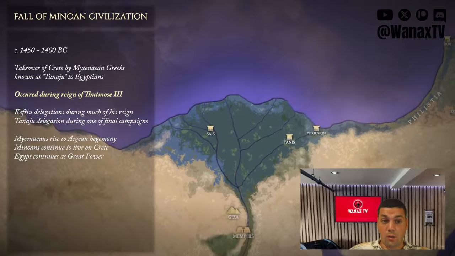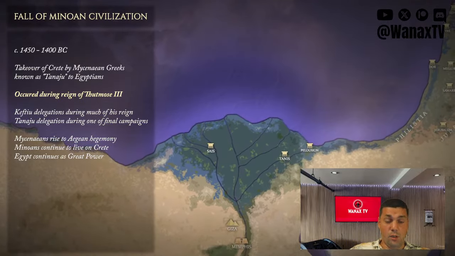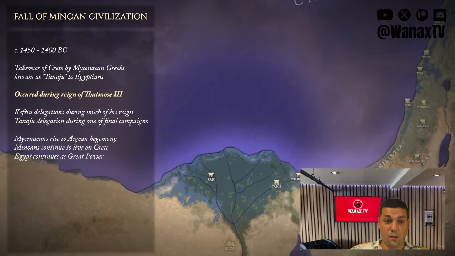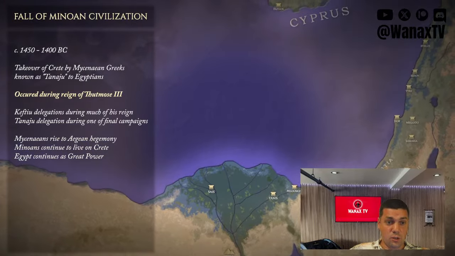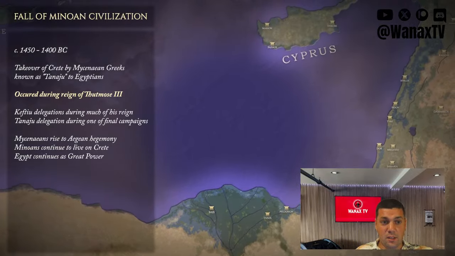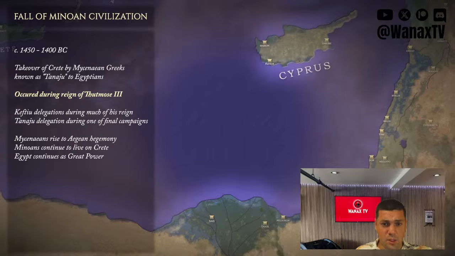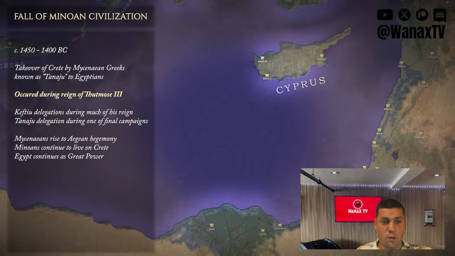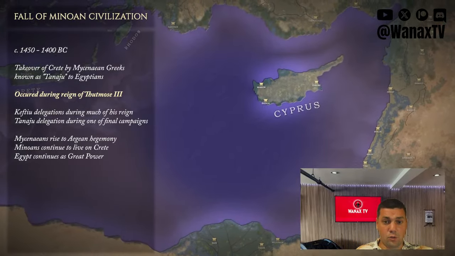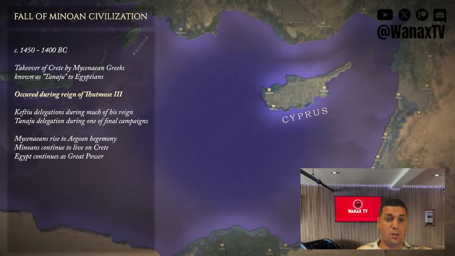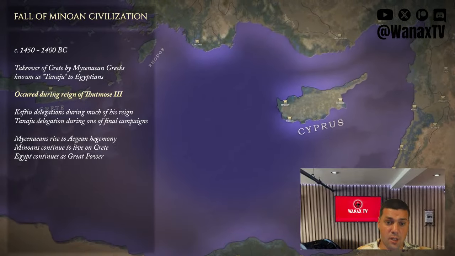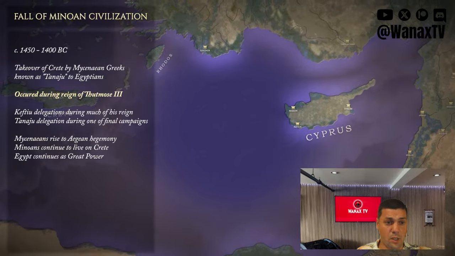How do we know that? Not only because he reigned during that time, but we also have very interesting developments. Keftiu delegations during much of his reign. You remember those delegations depicted on the frescoes during Hatshepsut's time, during the time ruled jointly by Thutmose III and Hatshepsut, and also those inscriptions saying how the rulers of the Keftiu are paying their gifts to the pharaoh, and so on and so on.